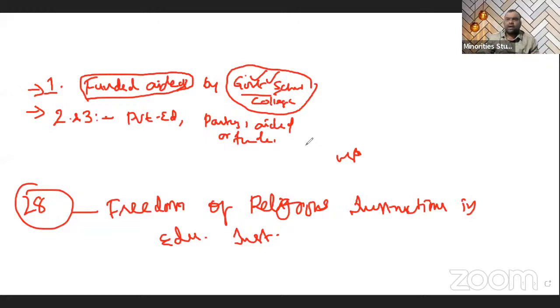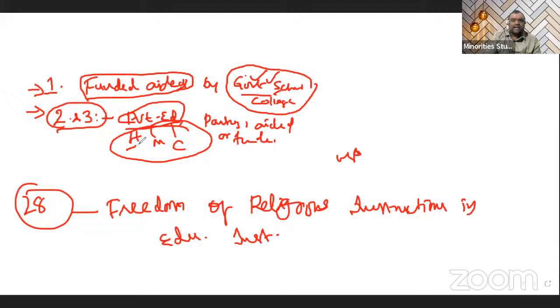Partly funded or aided by the government. So you might have studied in a private educational institution that is headed by Hindu or Muslim or Christian management, right or wrong? Religious instruction can be imparted, but the pupil should not be compelled. Religious instruction will be imparted, no problem at all.